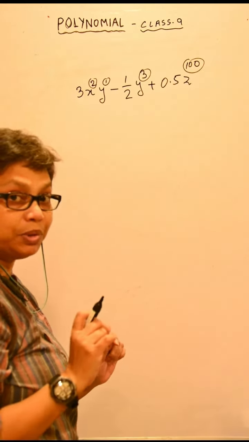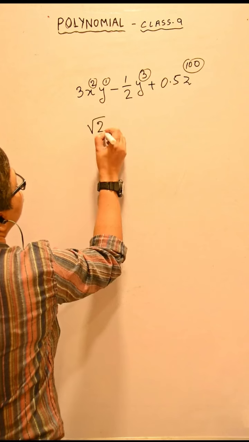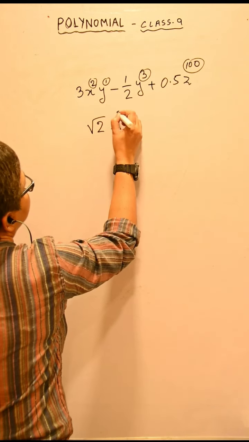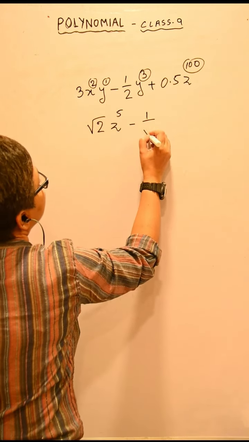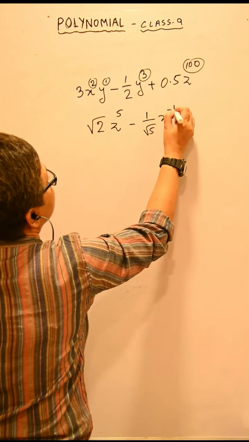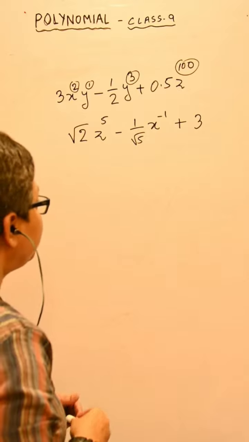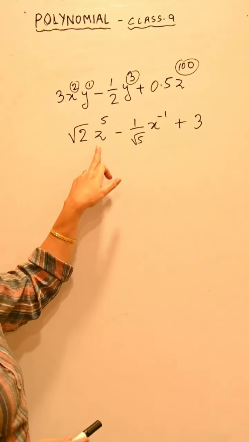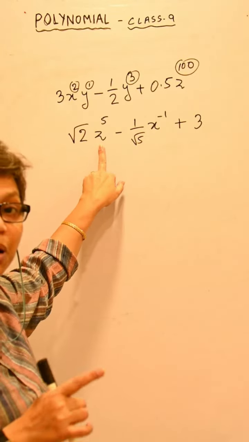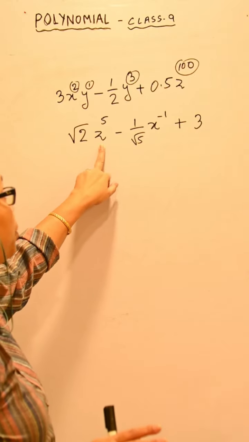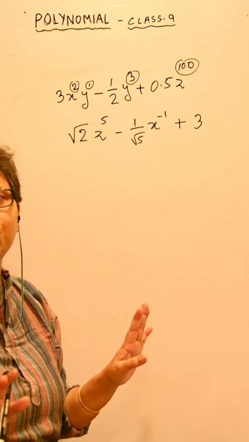But now if I write something like this, say root 2 z to the power 5 minus 1 by root 5 x to the power minus 1 plus 3. Now here, what is the problem? The variable z has power 5, which is a whole number, no problem. But here the power is minus 1.